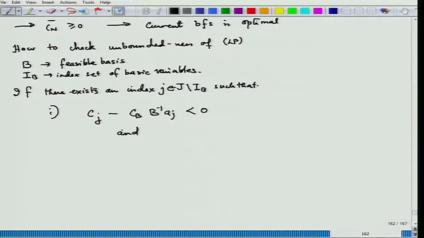And suppose these conditions, 1 and 2, are satisfied. The transformed jth column, that is y_j, which is B inverse a_j, is less than or equal to 0. So, there is a particular index j for which this happens. If these two happen, then the LP is bounded below.